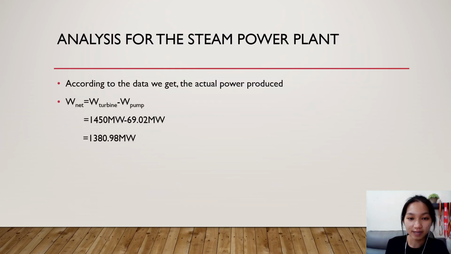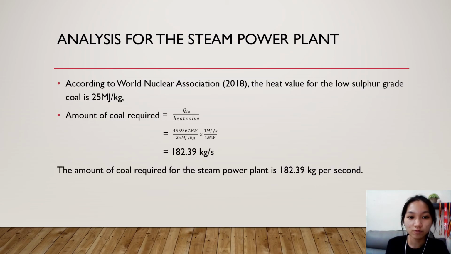According to the data we get, the actual power produced by the steam power plant equals 1,380.98 megawatt. The amount of coal required for the steam power plant is 182.39 kilogram per second, where we get the heat value for the low sulfur grade coal from the World Nuclear Association 2018, which is 25 megajoule per kilogram.